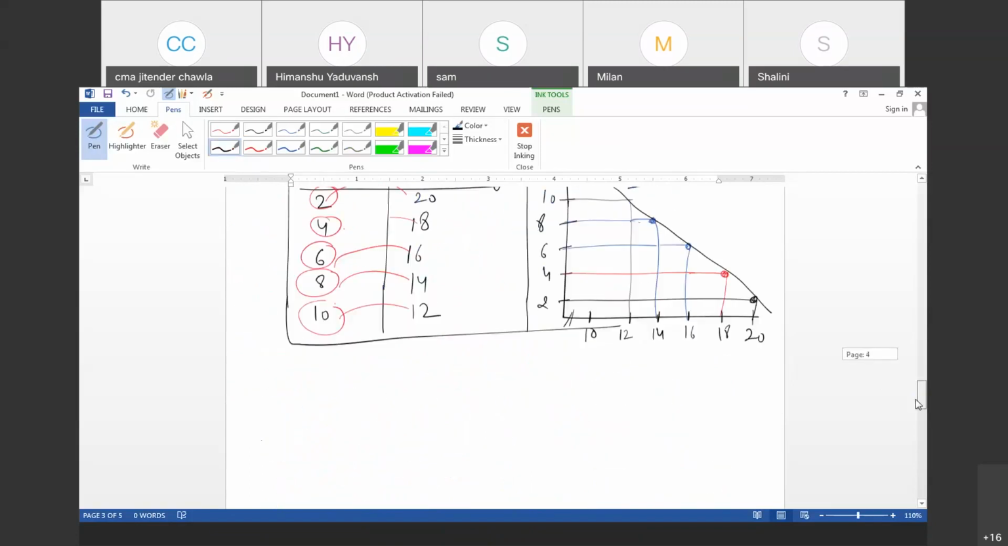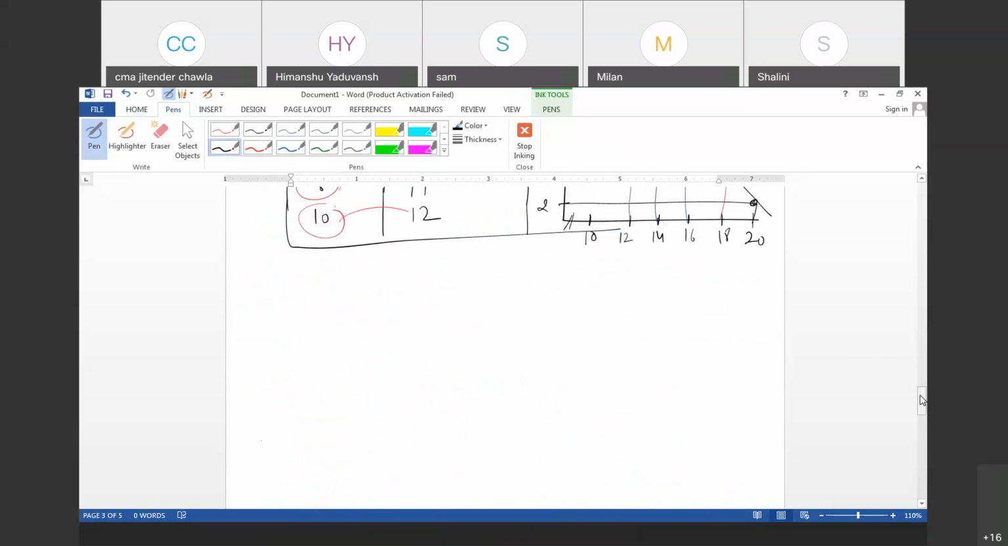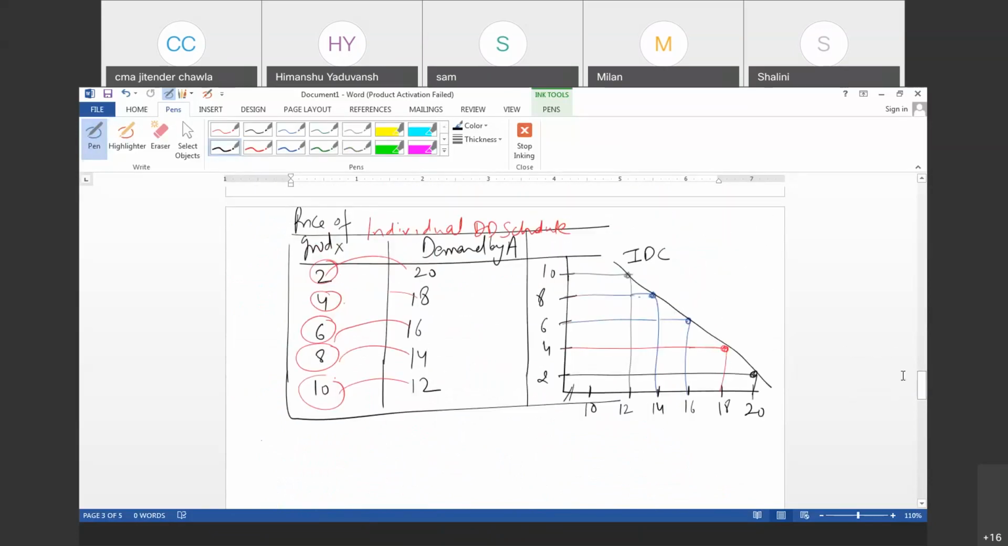No, it is not coordinate. This one is a point. Meaning of point is, it is perpendicular distance from x-axis and y-axis. That means it is representing a combination of quantity and price. Of quantity and price. Am I right?